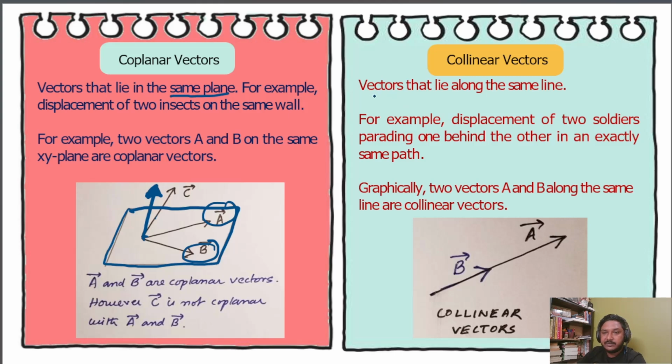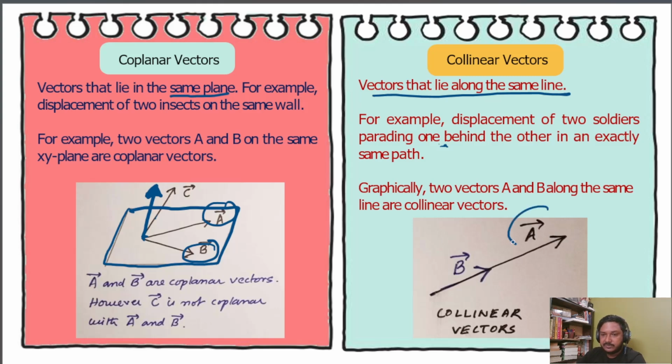Then come the collinear vectors, the vectors that lie on the same line, which basically is one above another. Their lengths will be different, but they will be in the same line. The example will be displacement of two soldiers parading one behind the other in exactly the same path. So if two soldiers are parading one after another, the soldier who is in front, his displacement will be slightly higher, and the soldier who is behind, his displacement will be slightly lower. So if they continue to move with fixed velocity, that is, maintaining the same gap between them, then this is going to be the vector diagram.